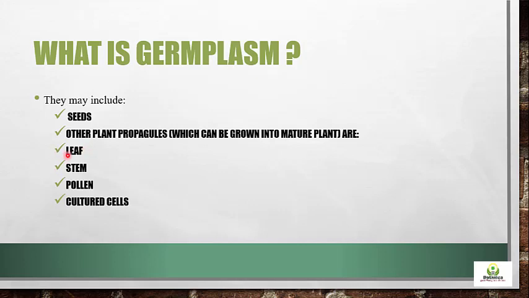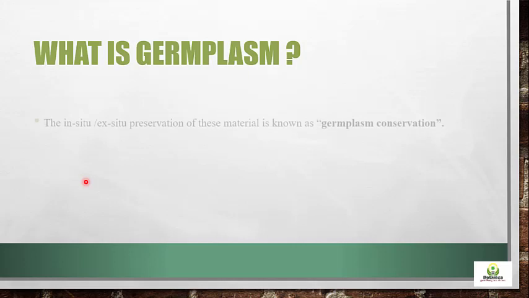So either those cells may be from the leaf, they may be from the root, as we have discussed in the Daucus carota, the carrot experiment, that the cells were taken from the tap root of the carrots and they were cultured, or there may be the stem, there may be pollen or cultured cells as well.